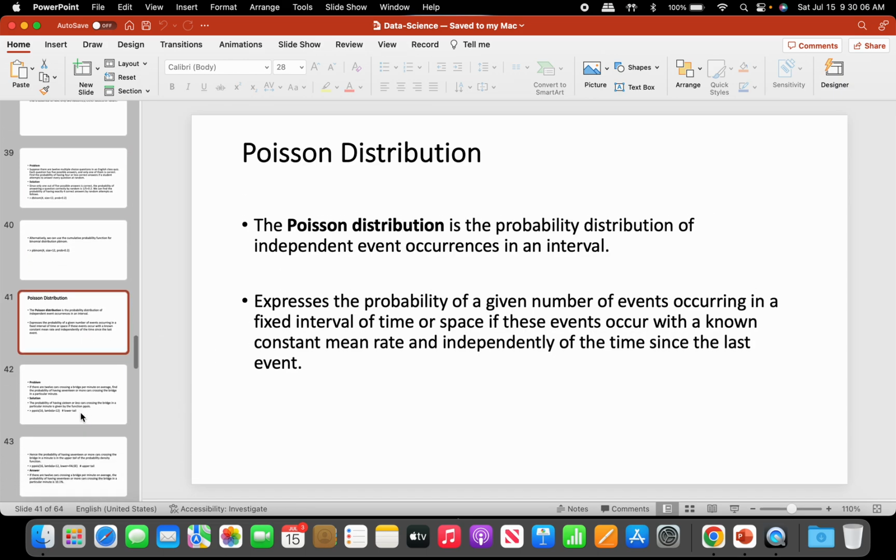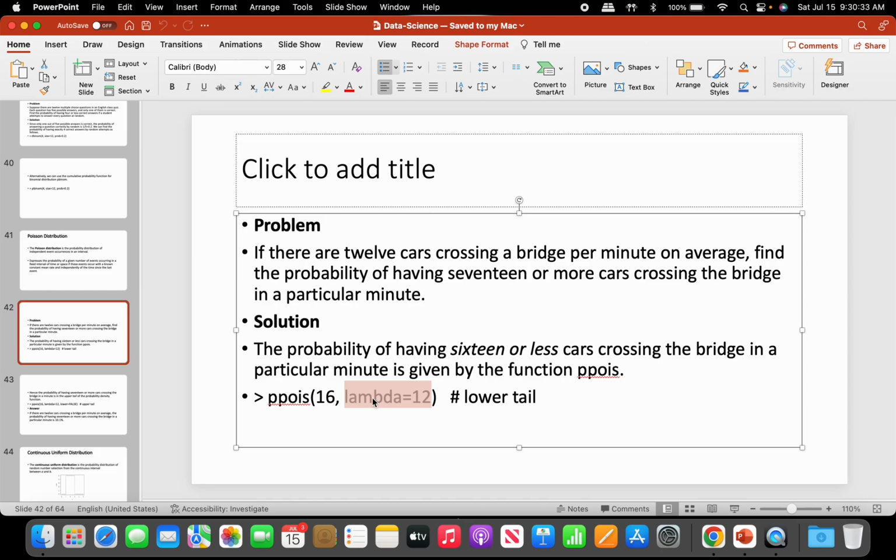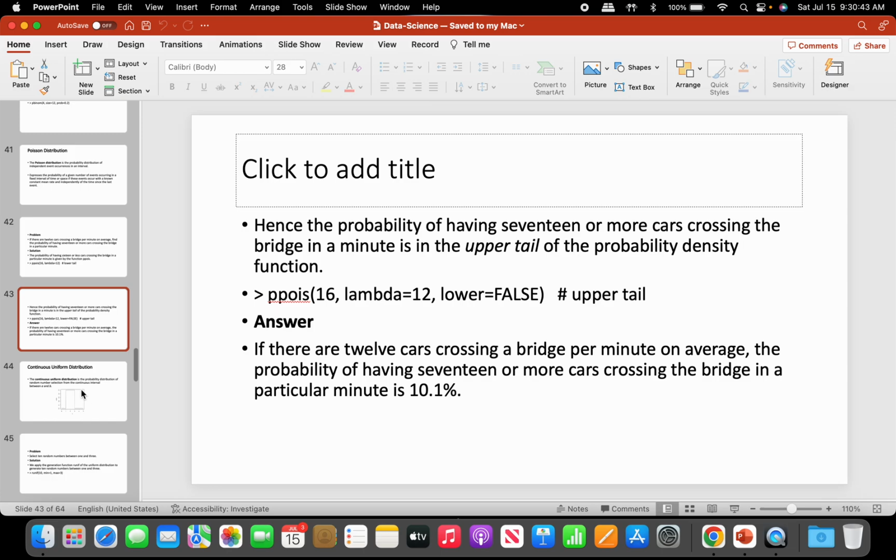For Poisson distribution, it looks into the events which are occurring at an interval of time or space. Say you are calculating the number of cars which are crossing a bridge in a minute, then you can use a Poisson distribution function, and in R you can calculate that by using a function called ppois. The second argument here is optional. You can add lambda or you can skip it, but you can have the ppois value from this function.